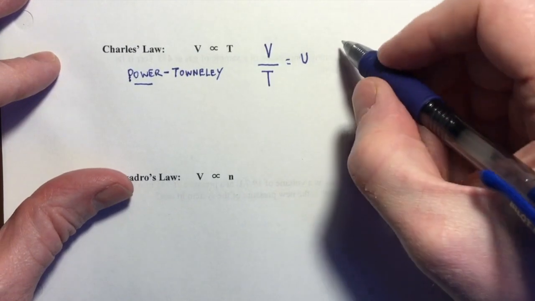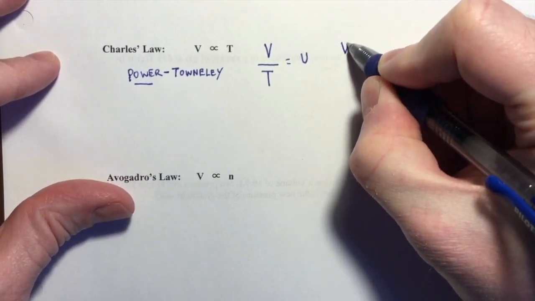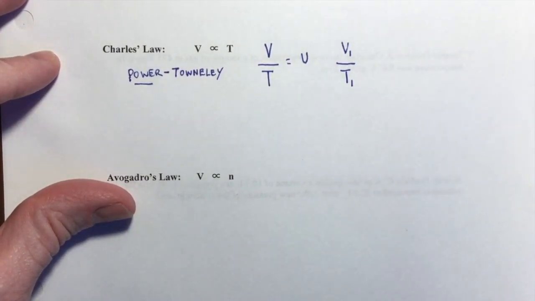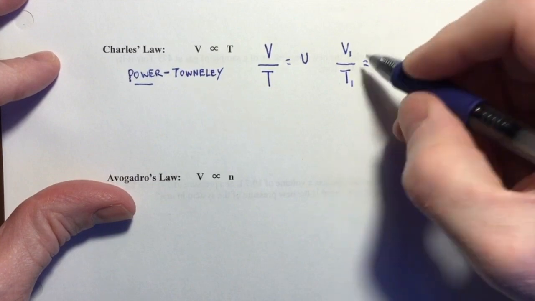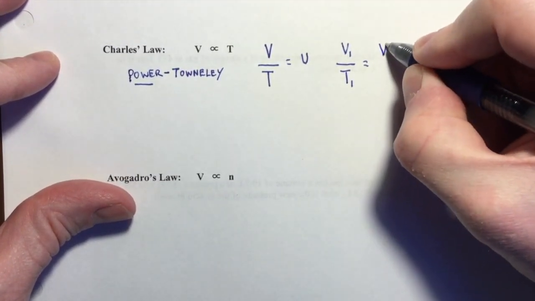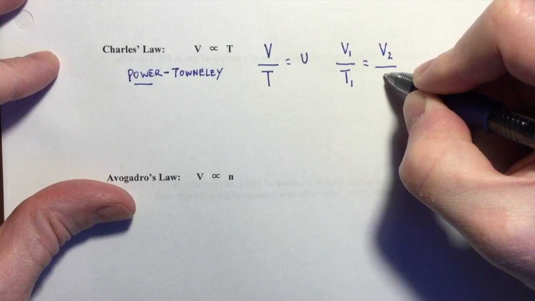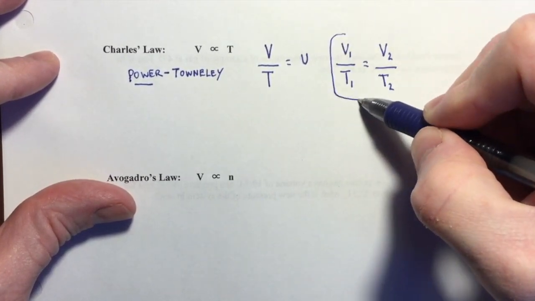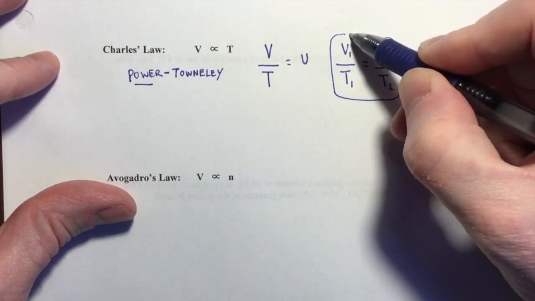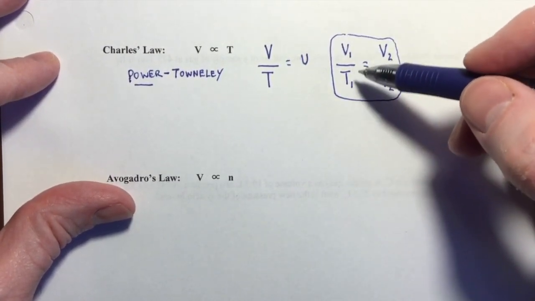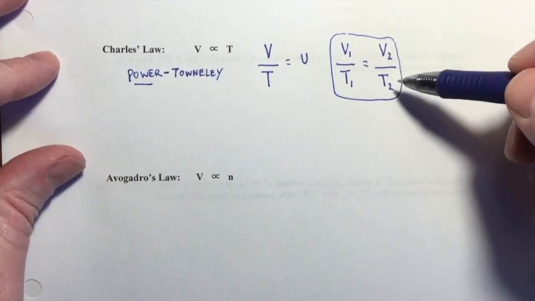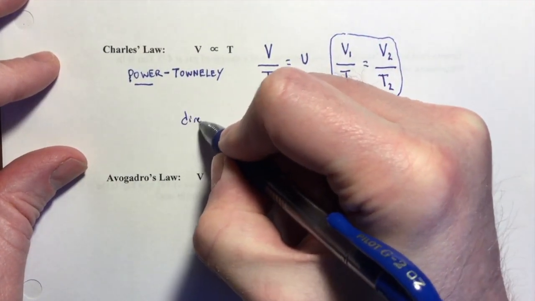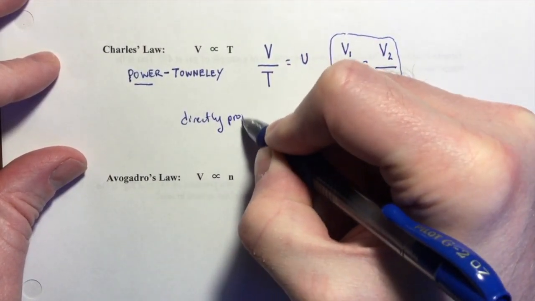And this leads us to the more common way that we will encounter this: the initial volume and temperature of a gas equals the final volume divided by the final temperature of a gas. And so this is a very useful relationship when we are considering the change in volume or temperature of gases. So here we have another direct proportionality. Directly proportional.